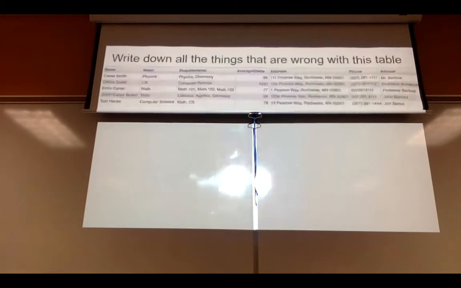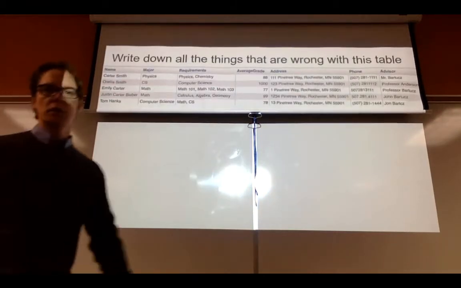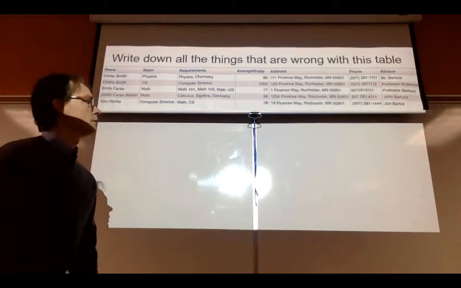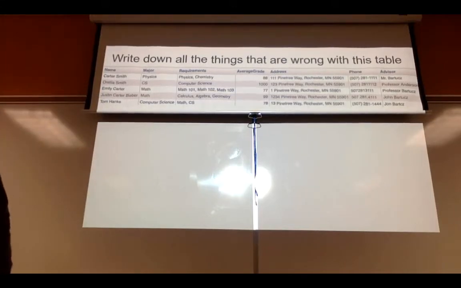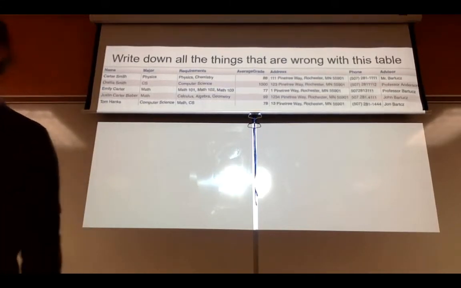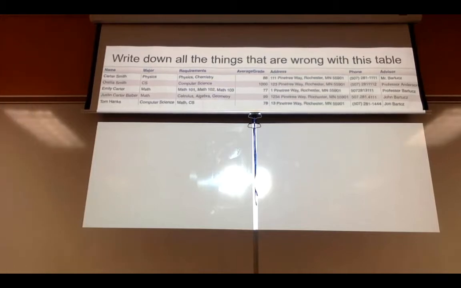We are going to write down everything that is wrong with this table as far as normalization is concerned. Not as far as the requirements or addresses or phone numbers or anything. Just the structure of the table. This is not a test.